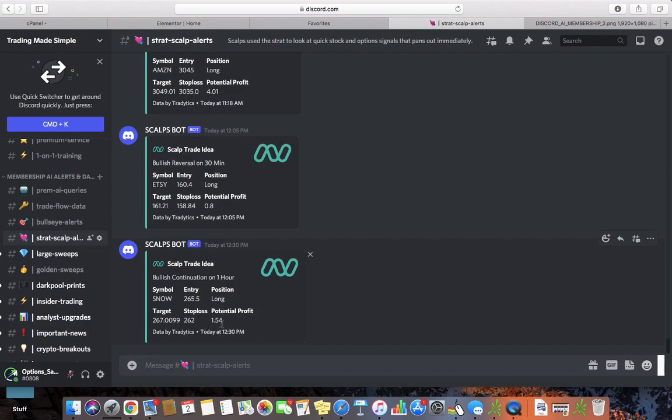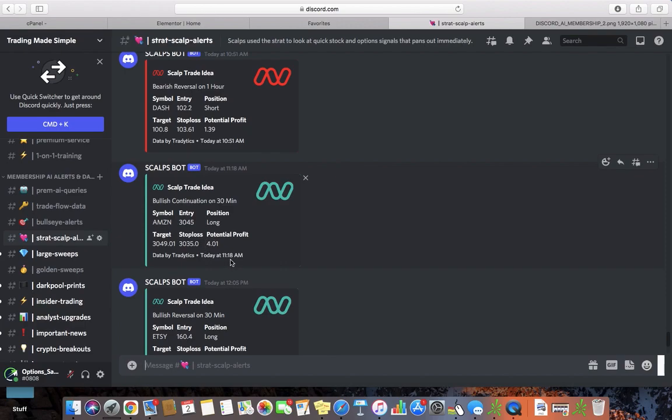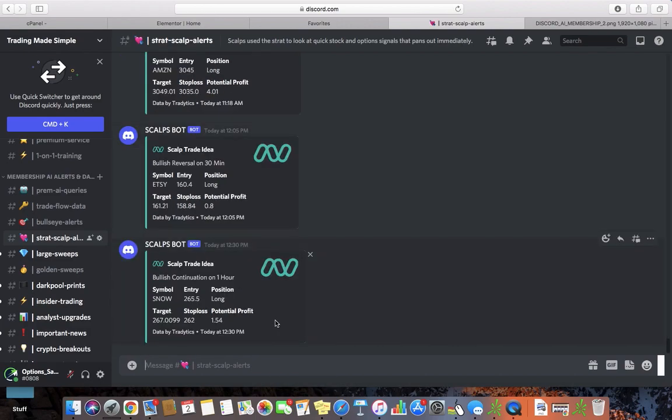So if you wanted to just go in here and scan, if this wasn't enough for you, you could go in and just scan and go, oh, here's a $4 profit. This is something I'd be interested in. This is a 30-minute chart, Amazon. The entry's at 30.45, the target's at 30.49, and the stop loss is at 30.35. So this is all about scalping for short periods of time, and I'll have more education on how to utilize the information in strategies.